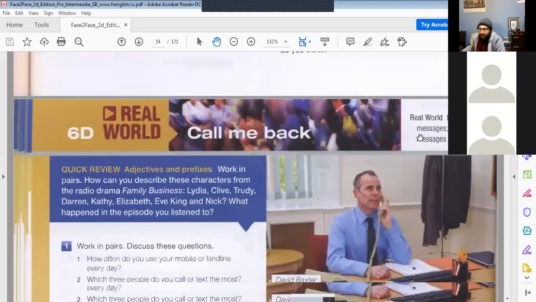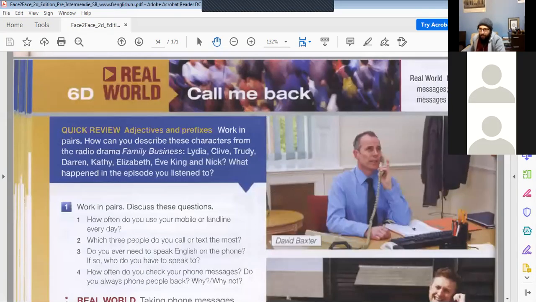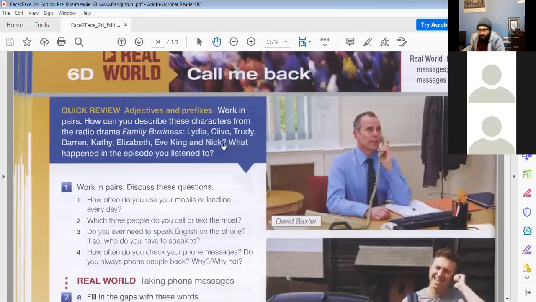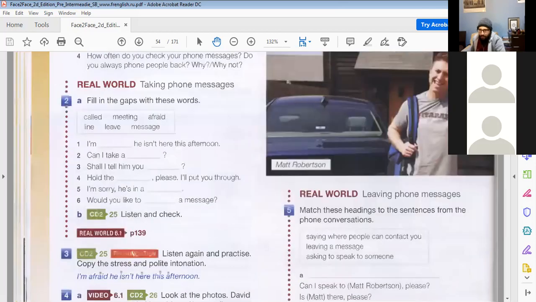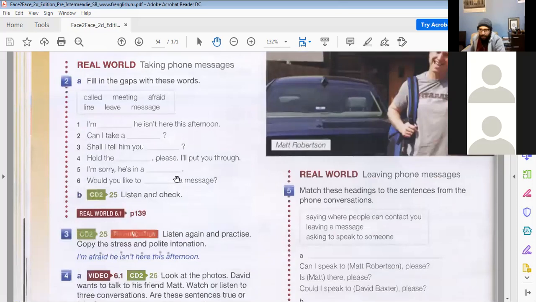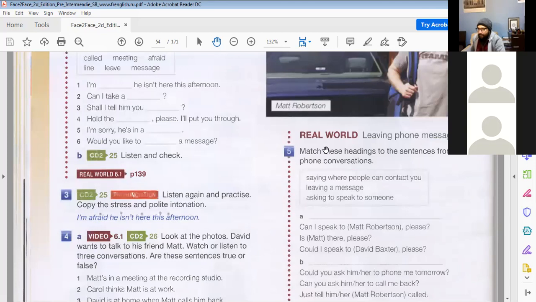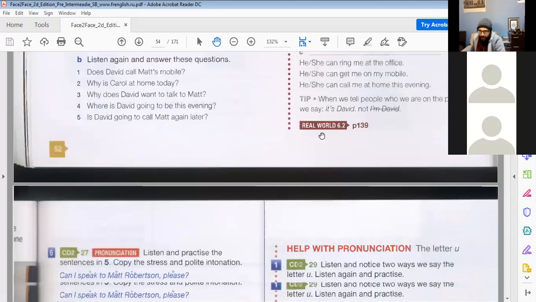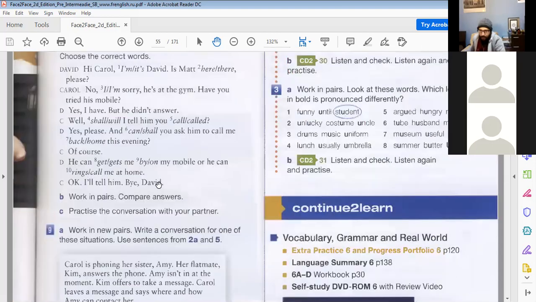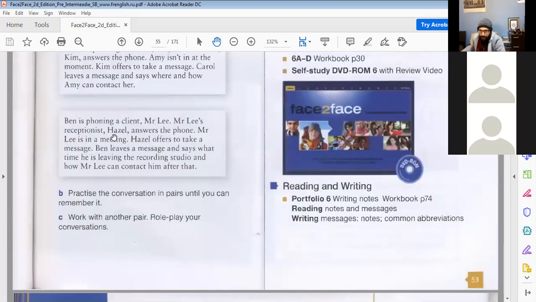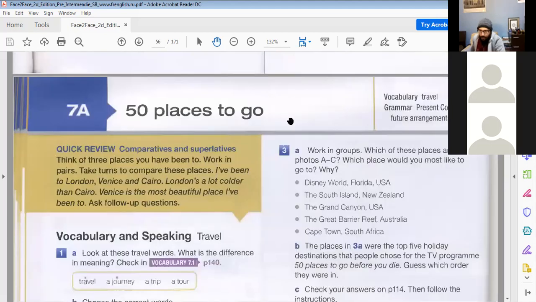In our next lesson, we'll talk mainly about phone messages, how to take phone messages, how to leave phone messages. Maybe this isn't very important for us now because we don't use the phone a lot like in the past. We use a lot of messages and voice recording, but this is the focus of the lesson. And we'll also talk a little bit about pronunciation. We will do some practice of some of the points here. I don't think we'll get to the present continuous for future arrangement.